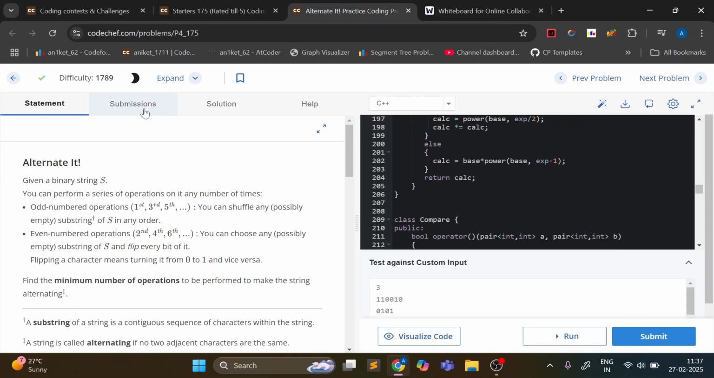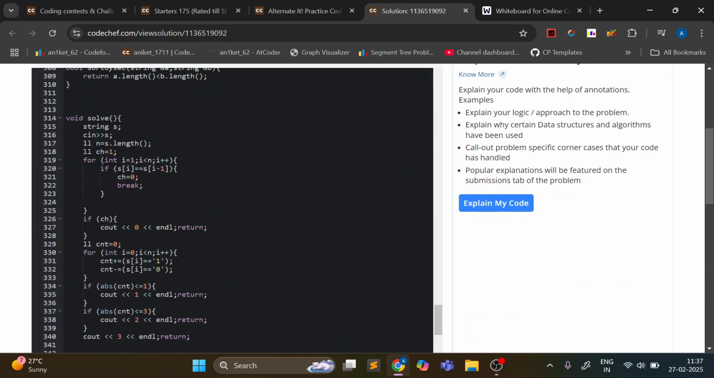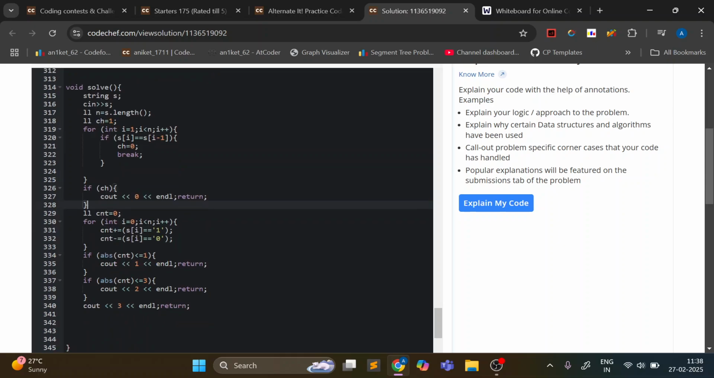So let me just explain my code. First of all, we take string s as input, and first I'm checking if the string is already alternating or not. If it is already alternating, I will just print 0. Then I'm finding the absolute difference of the frequency of 1 and 0. Whenever I encounter 1 I increment cnt, and whenever I encounter 0 I decrement it, so I will have the absolute difference between 1 and 0. Now if this cnt is less than 1, that is, the frequency is already satisfied, our answer would be 1 itself. Just perform one reshuffling operation and that's it.